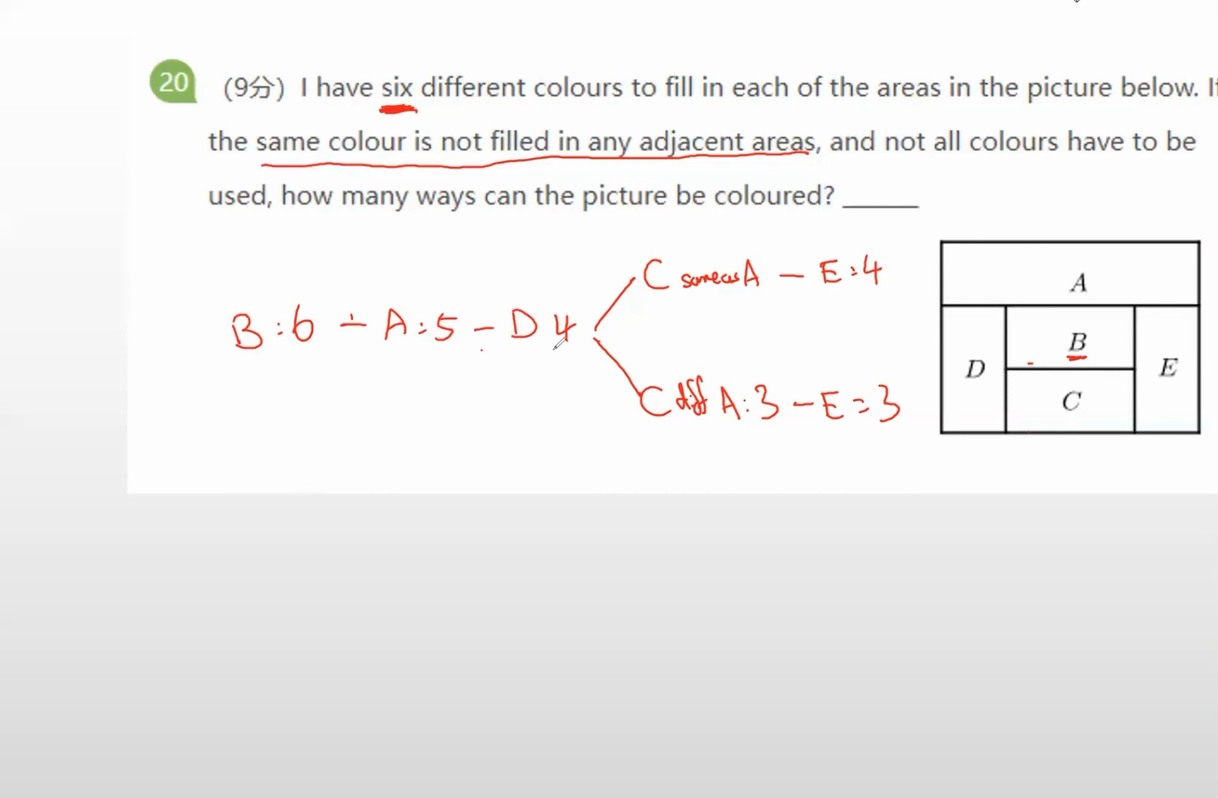So in total, there are only two ways to do this. The first possibility is C the same as A, which is 6 times 5 times 4 times 1, because C the same as A is only one possibility, times 4. That is 5 times 6 times 4 times 4, 480. Now the second way is 6 times 5 times 4, and when C is different from A, three different ways, times three different ways. So this is 1080 ways.